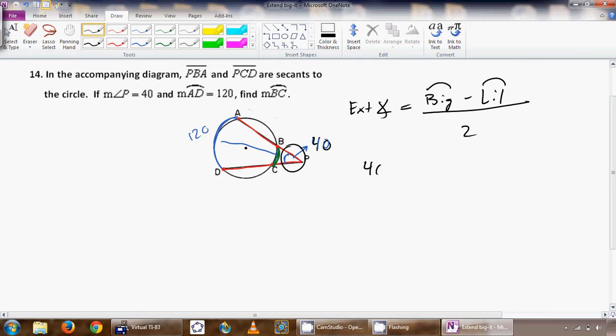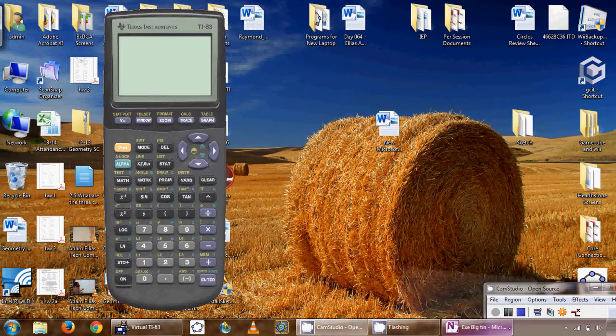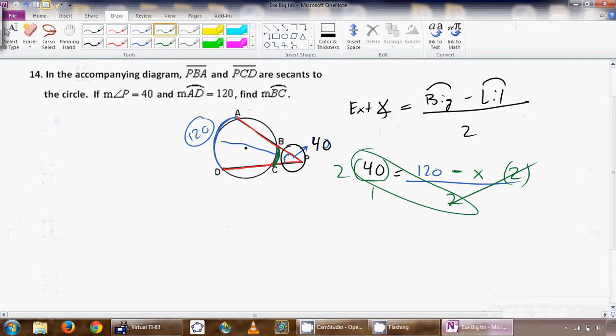So my exterior angle is 40 degrees. My big arc is 120. And the little arc is the thing I'm looking for, x. So I'm going to divide by 2. Well, I put this over 1 and cross multiply. Or if I just multiply both sides by 2, that's what you're doing when you cross multiply. You get 2 times 40, which is 80. That equals 120 minus x.